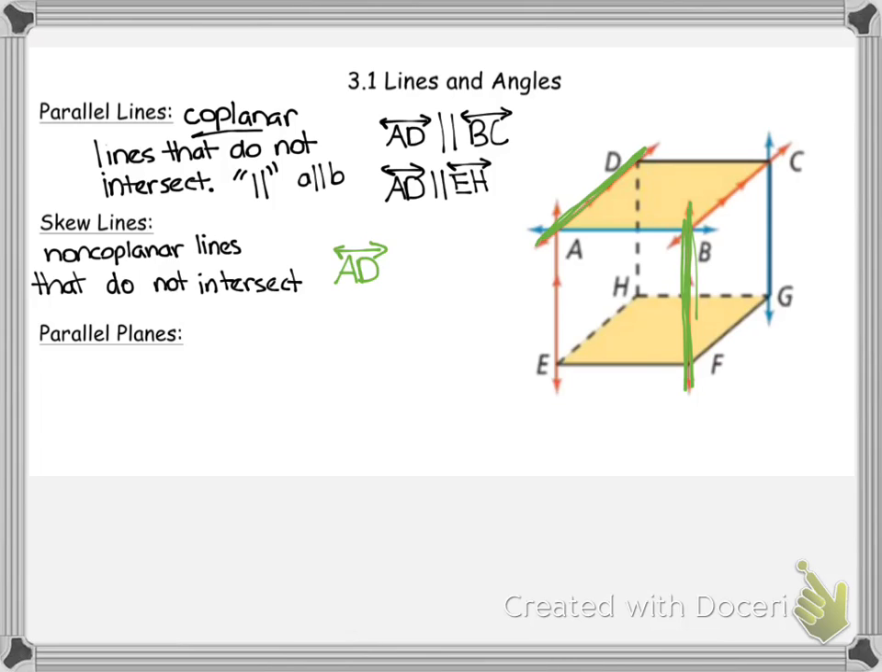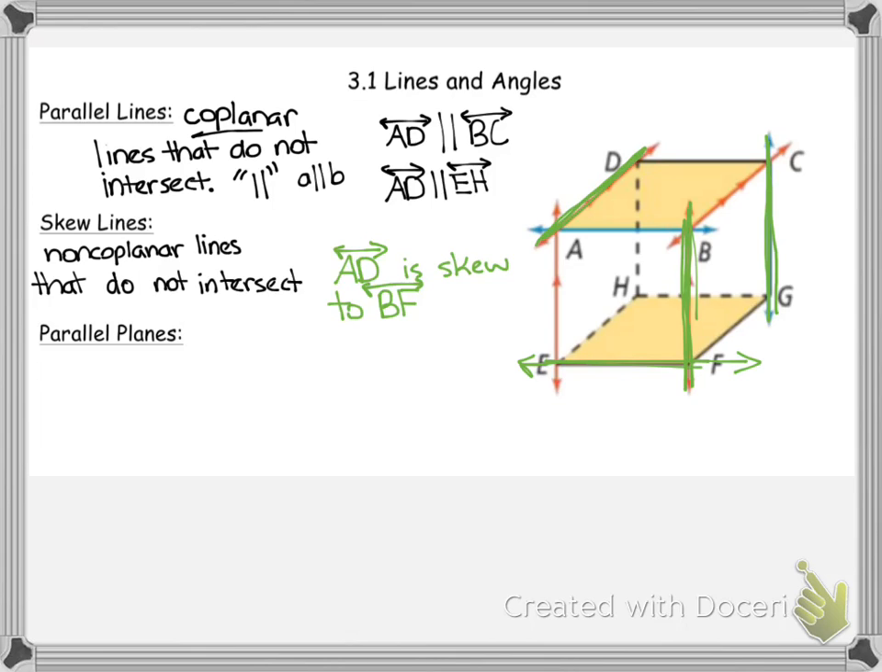So we can say that AD is skew with BF, or to BF. They are non-coplanar and they do not intersect anywhere. It would also be skew with CG. Okay. Let's look at a different one. It would also be skew with EF. So EF goes this way, and AD goes the other way. Those are not going to touch, and they are non-coplanar. Those are our skew lines.